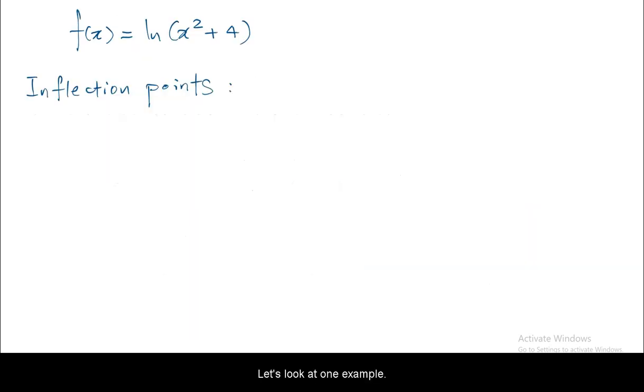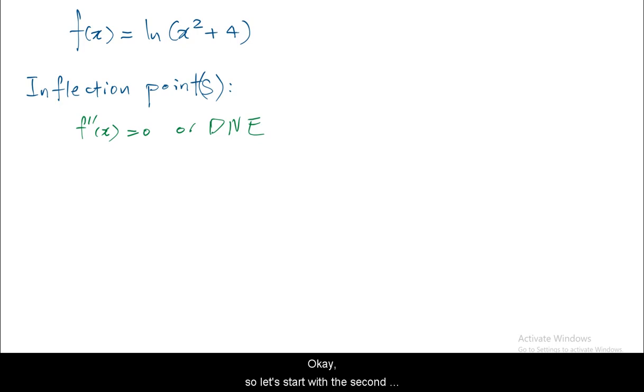Let's look at one example here. We're given the function f of x equals the natural log of x squared plus 4, and we want to find the inflection points. That means we need to find when the second derivative of f of x is equal to 0 or does not exist. Okay, so let's start with the second derivative of f of x.